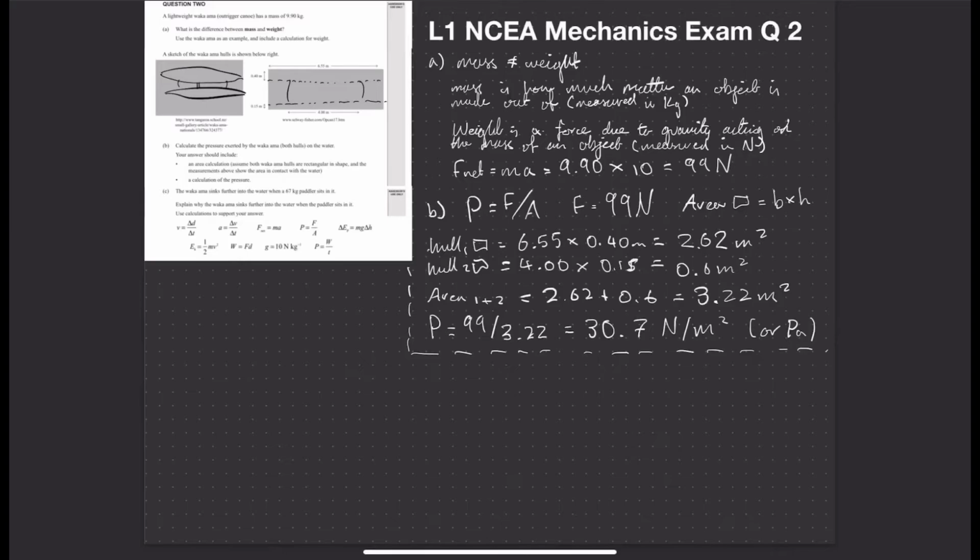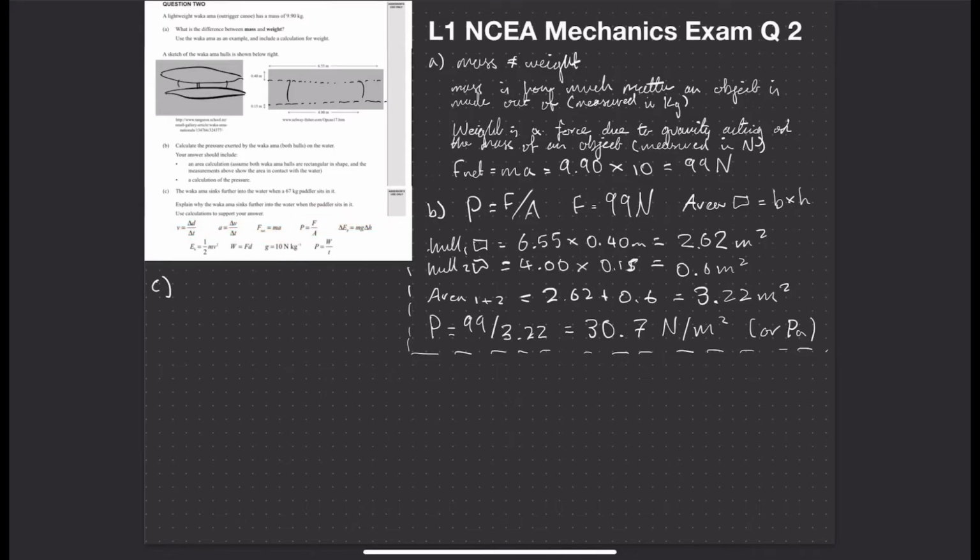Cool, let's get into C. C asks us: the Waka armour sinks further into the water when a 67 kilogram paddler sits in it. So previously, when you just put it on and it's 9.9 kilograms, it doesn't sink in that much, and then a dude comes along, or a lady comes along with a mass of 67 kilograms, sits in it, and it sinks a bit more into the water, which makes sense, right? Explain why the Waka armour sinks further into water when the paddler sits in it.